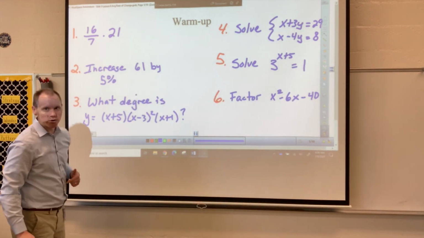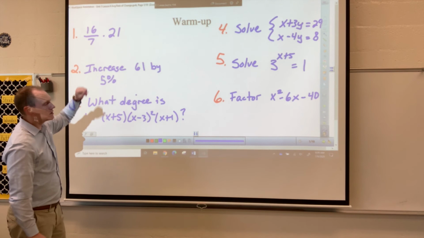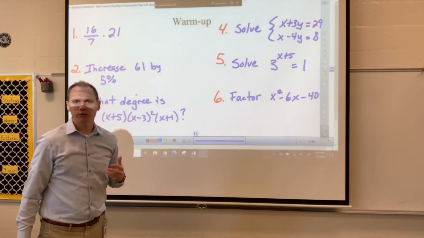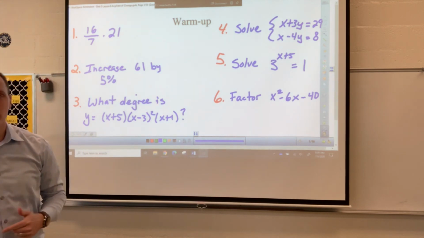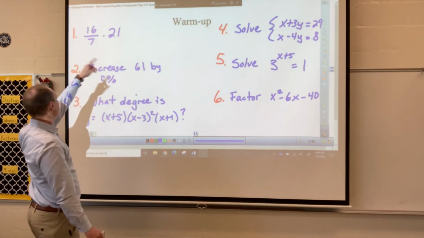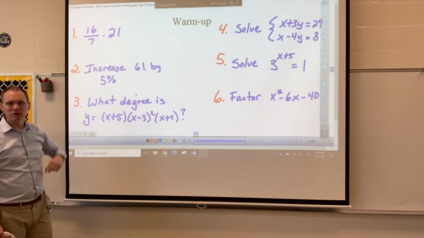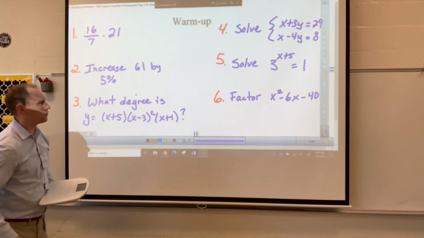Number 1 here, we've seen a problem like this before. 16 over 7 times 21. As we said previously, we can divide by 7 first and then multiply by the 16. So 21 divided by 7 is 3. 3 times 16 is 48.